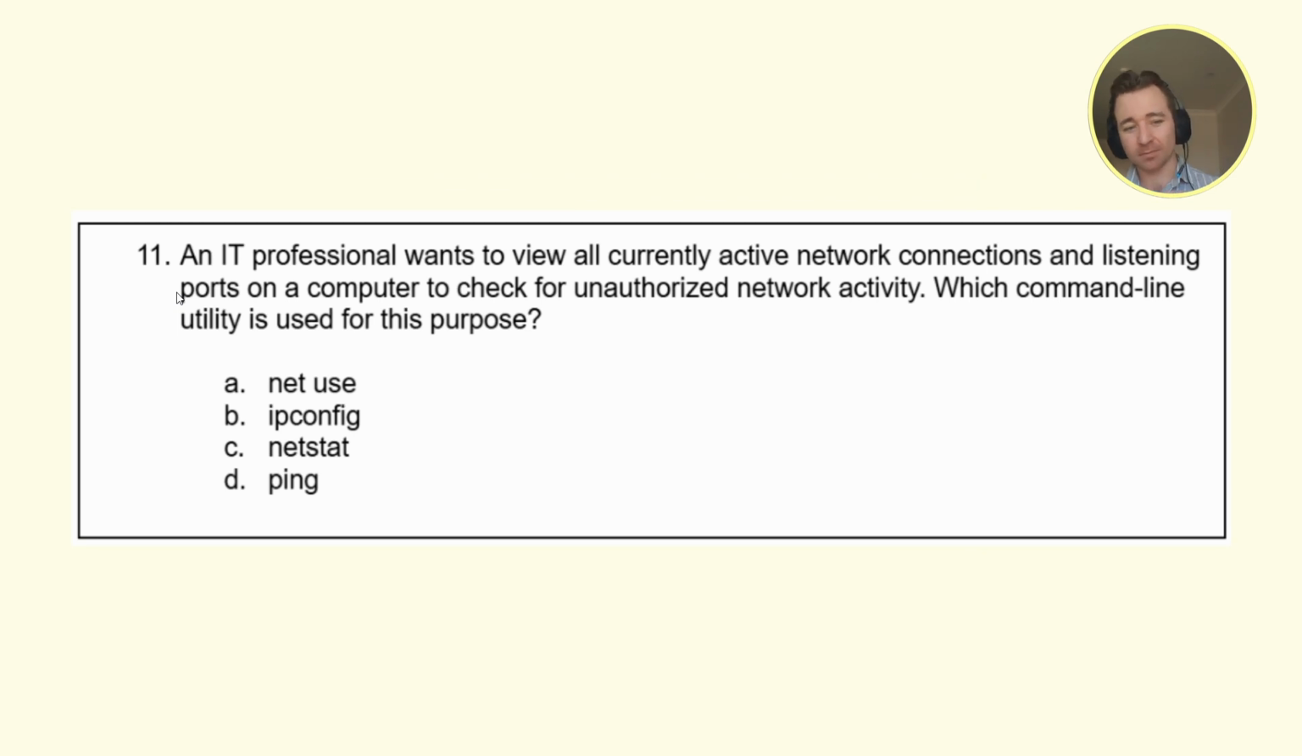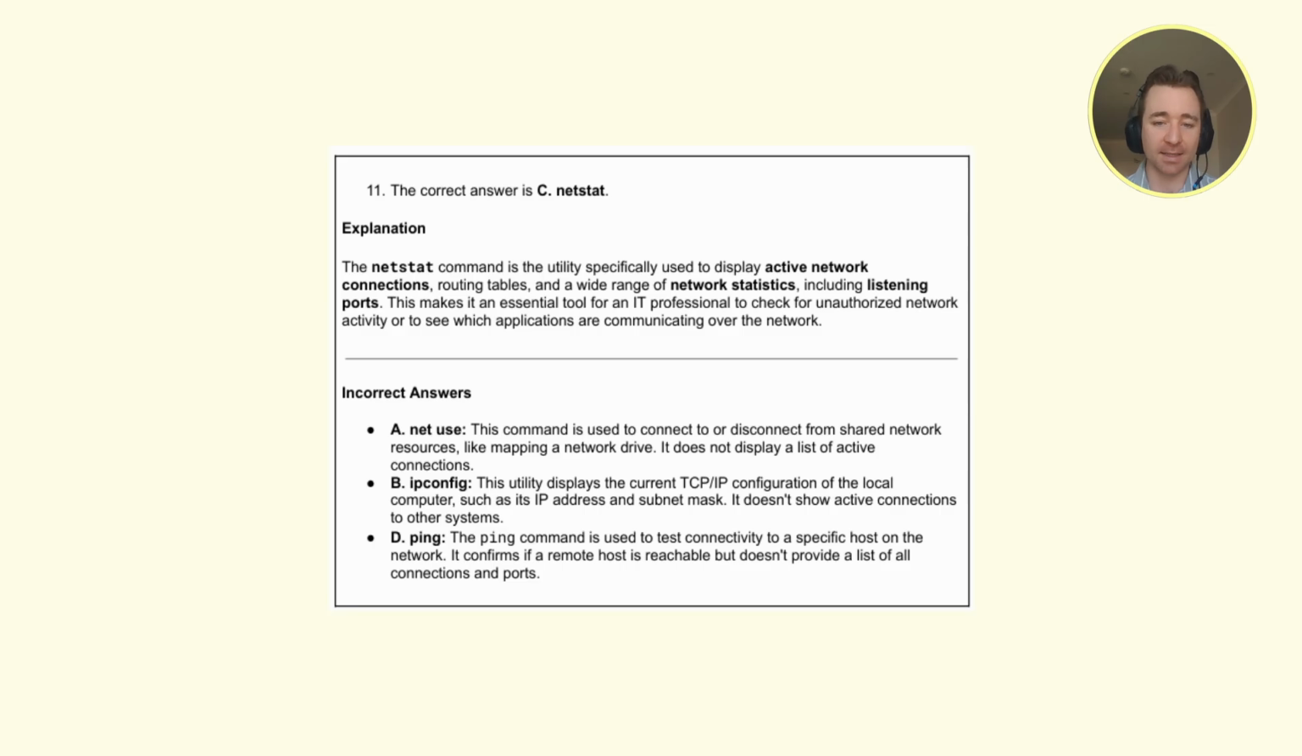Next one asks, an IT professional wants to view all currently active network connections and listening ports on a computer to check for unauthorized network activity. Which command line utility is used for this purpose? Is it A, net use, B, ipconfig, C, netstat, or D, ping? Pause the video if you need more time. Coming in 3, 2, 1. It is C, netstat. That is the correct command.